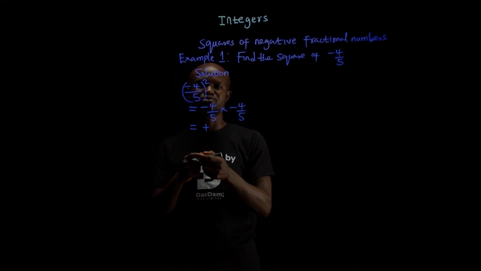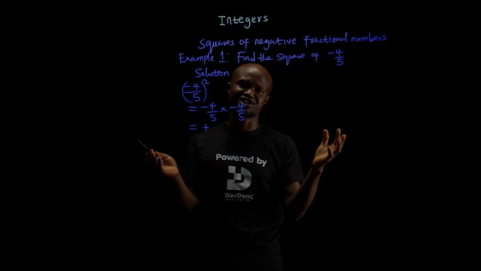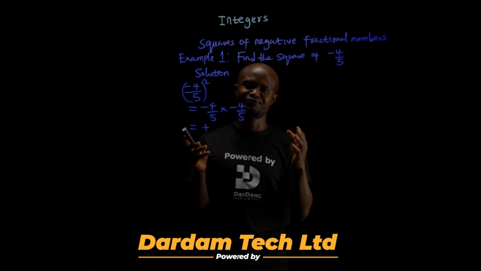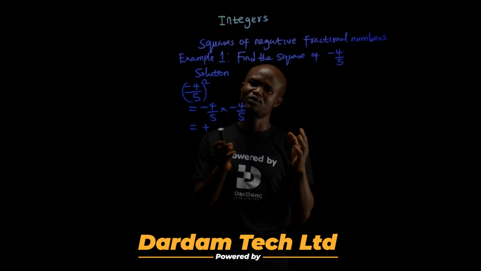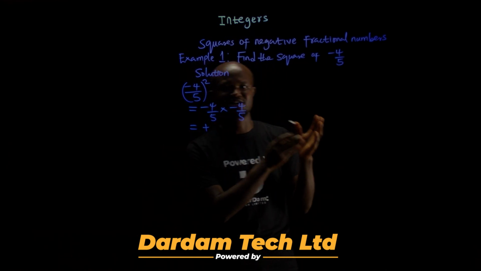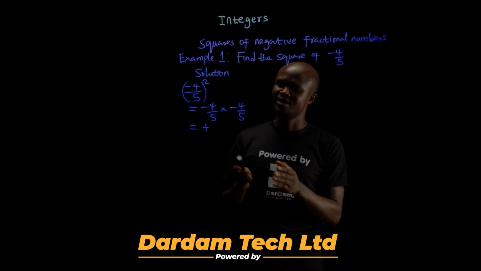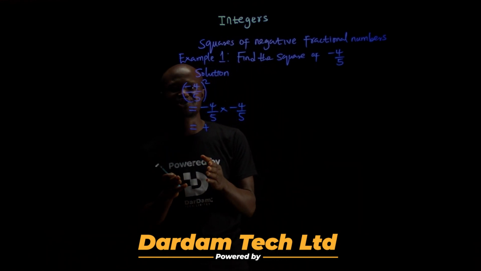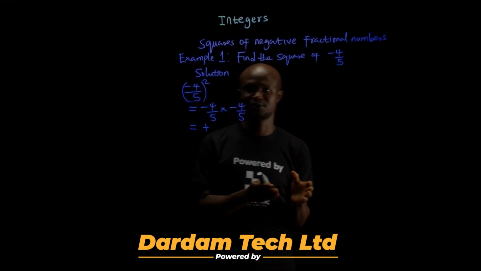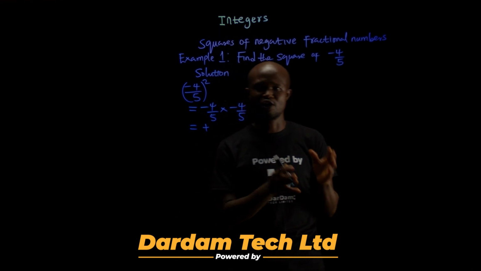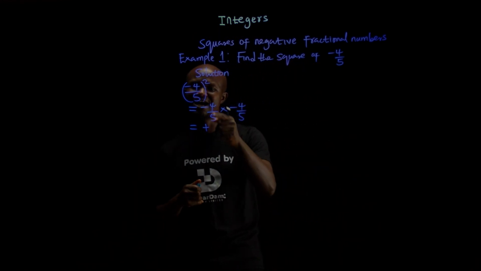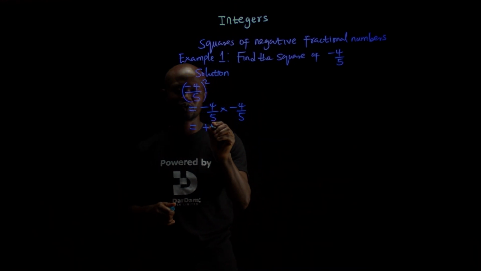And from the rules of multiplying two fractions together, the numerator of the first fraction will multiply the numerator of the second fraction. Denominator of the first fraction rather, we also multiply the denominator of the second fraction also. Take note. Now, 4 times 4, what do we have?